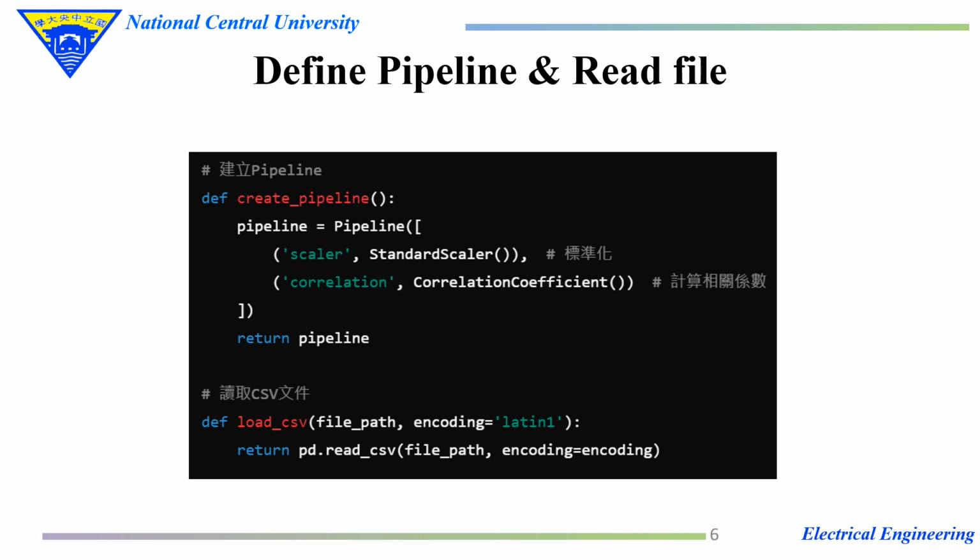We then define a function named createPipeline. This function constructs a pipeline using sklearn's Pipeline class, which includes scaling the data using StandardScaler to ensure that each feature contributes equally to the analysis. Next, calculating the correlation matrix using our custom correlation coefficient transformer.